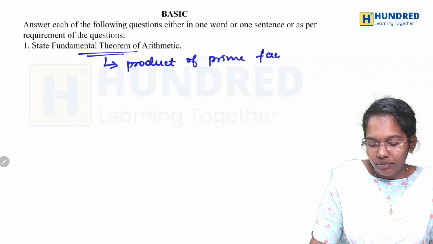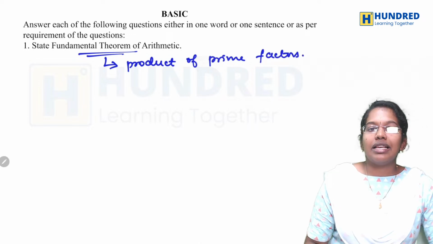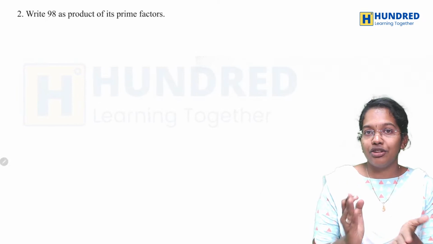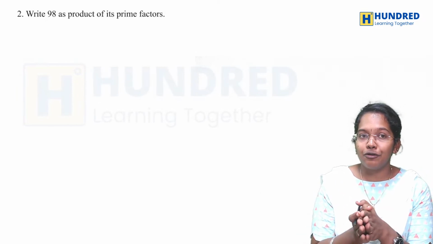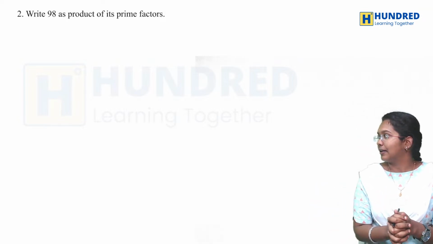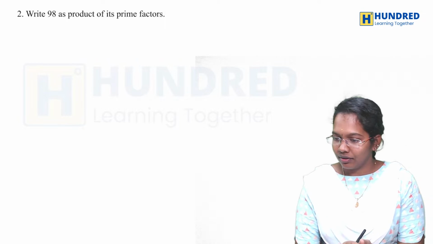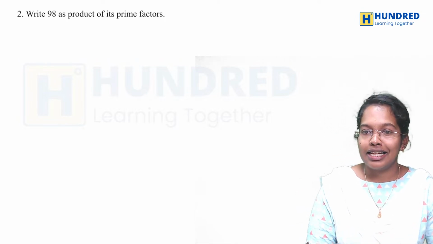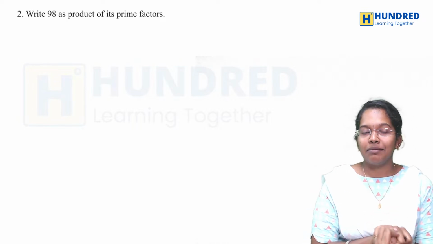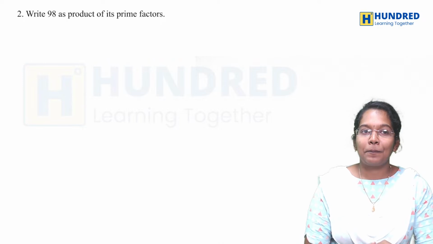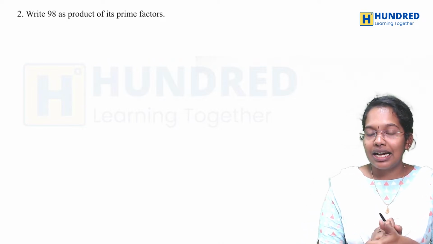Okay, let's refresh this. Can you give me the answer for this question? Write 98 as a product of its prime factors. Yes guys, just tell me the answer for this. I just want the answer for this.